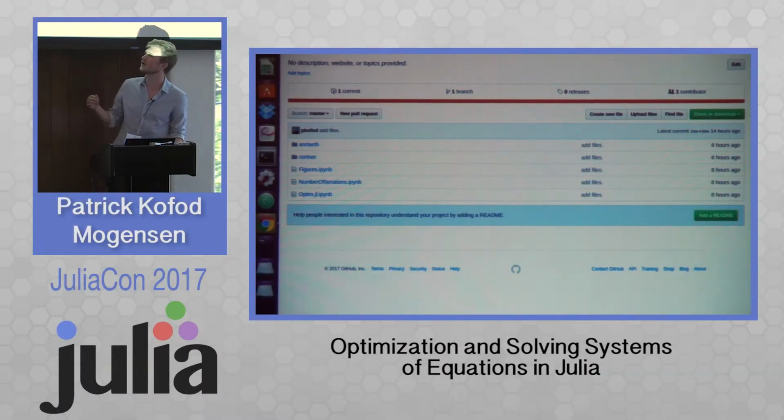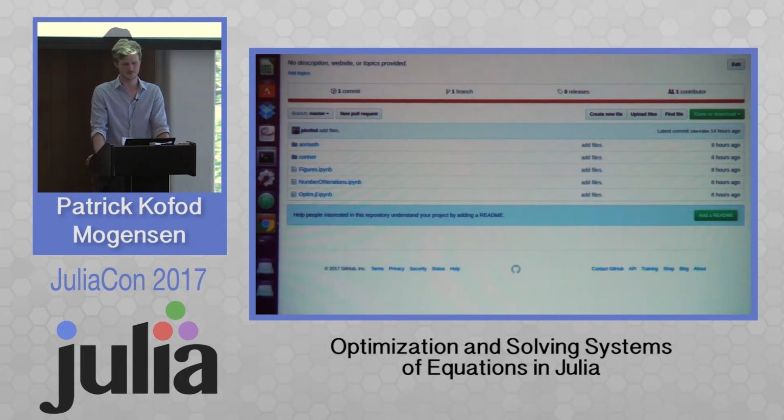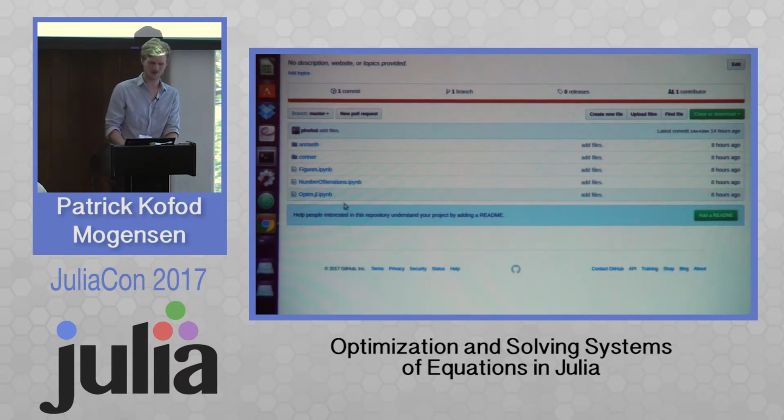I'm going to be using two notebooks, and they're on my GitHub page, github.com/pkofod. That's P in my middle name, and then you can find the repository JC 2017. So you can just clone it and follow along. One notebook, that's Optim.jl, should really be called like workshop.